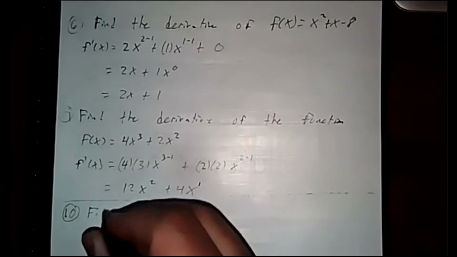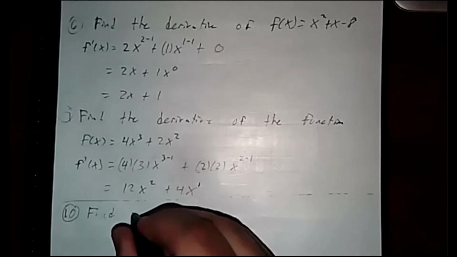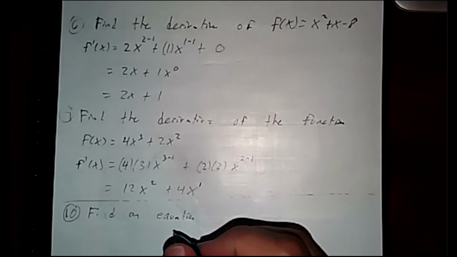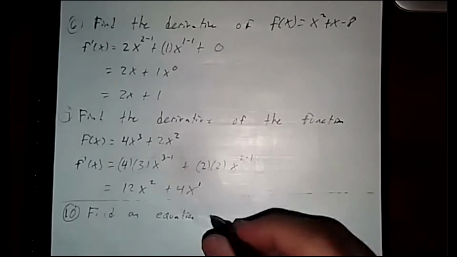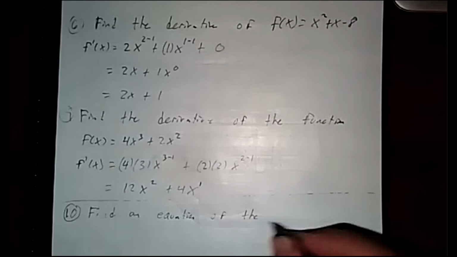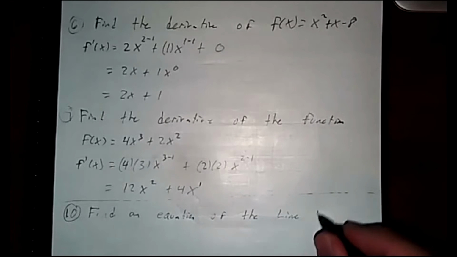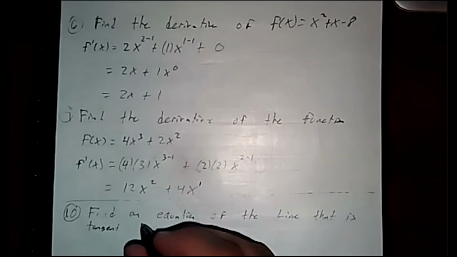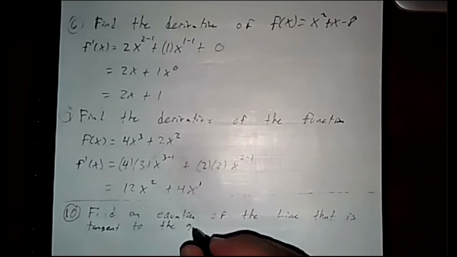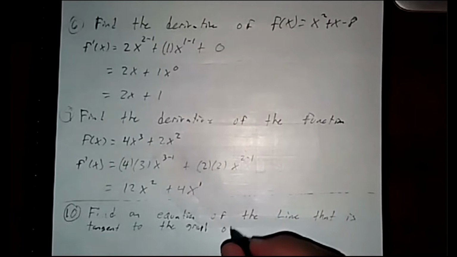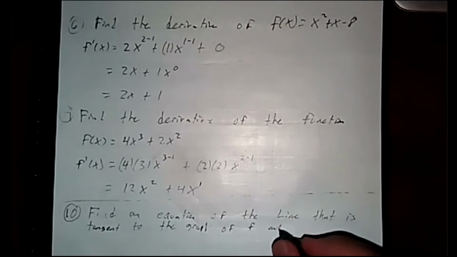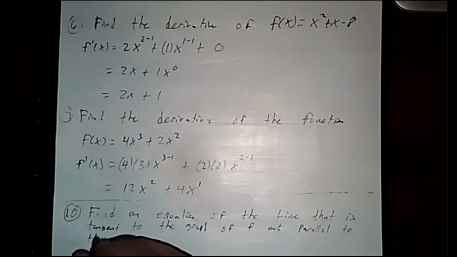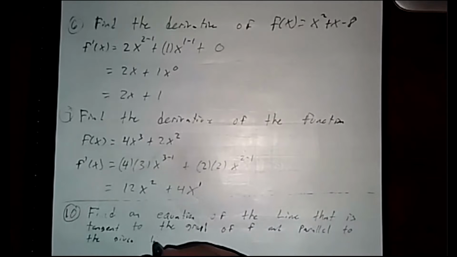Okay. Yeah, this is still a little challenging, but that's okay. Find an equation of the line that is tangent to the graph of f and parallel to the given line. I'll just take some different numbers here.